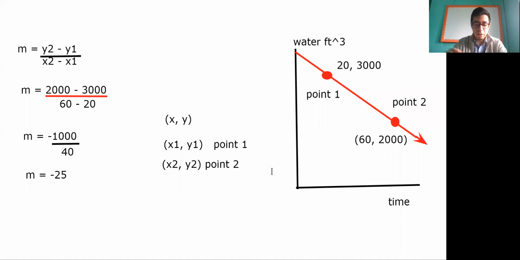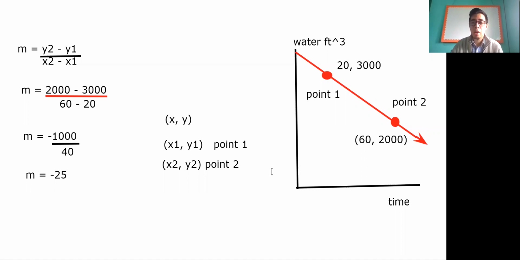Now, what represents the slope in this case? If y represents the volume of water and x represents the time, the slope represents the change in volume over the change in time, in units of 1,000 of cubic feet divided by hours. So a slope of -25 means the amount of water in the reservoir is decreasing at a rate of 25,000 cubic feet each hour.